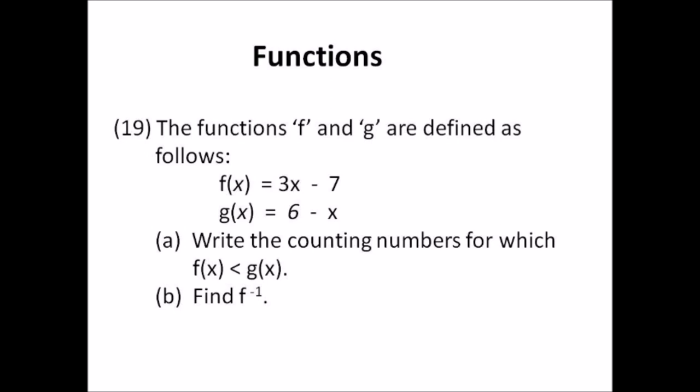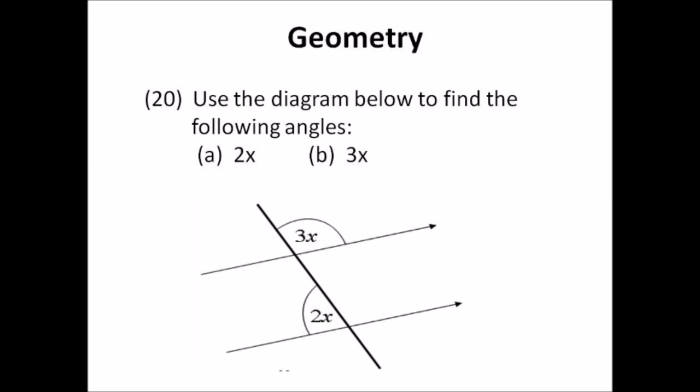And we move on to number 20, geometry. There's a diagram below to find the following angles. And they want 2x and they want what 3x is. Now they don't want x. So when you find x, you must multiply and tell me what angle 2x represents and the angle that 3x represents in this diagram.